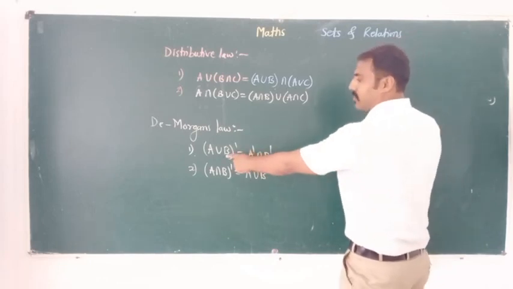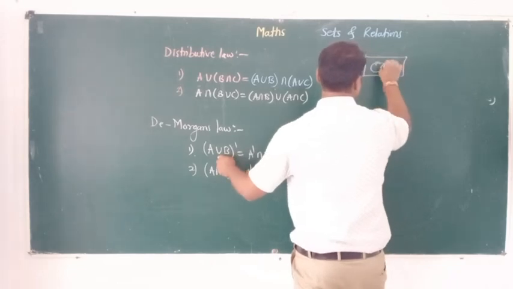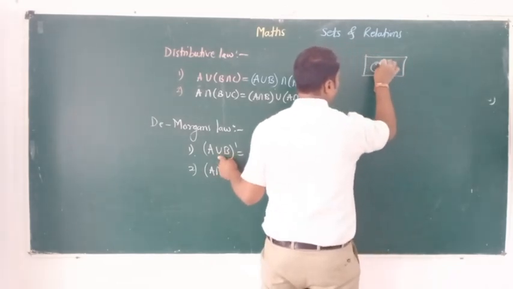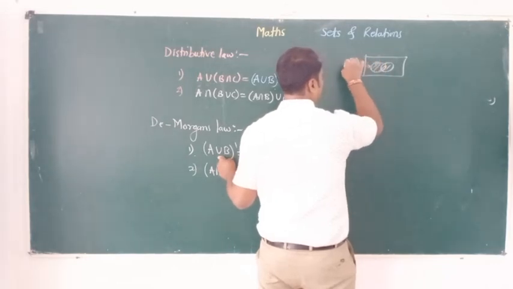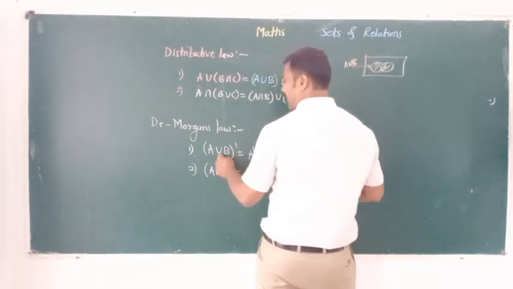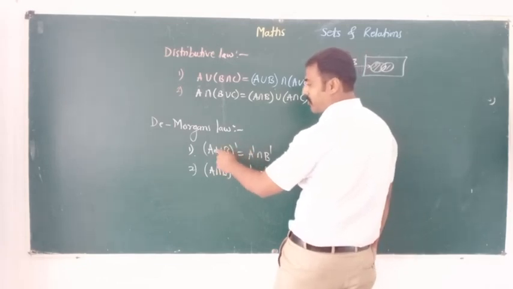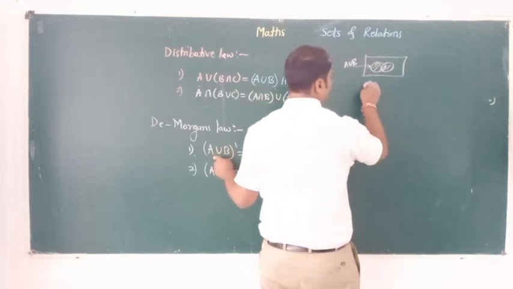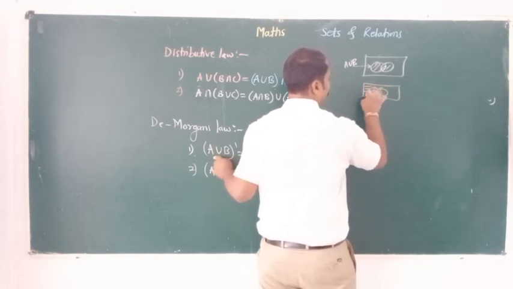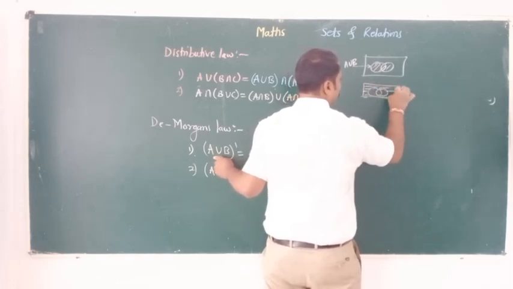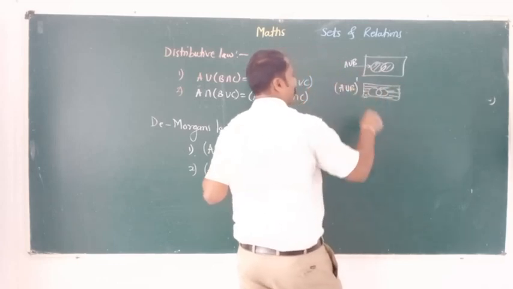First, A union B. I am taking two sets. Here is set A, here is set B. Now A union B is the set of all these elements, and we want to take the complement of A union B. So which elements are here? It's the set of all elements outside. It's our A union B complement.